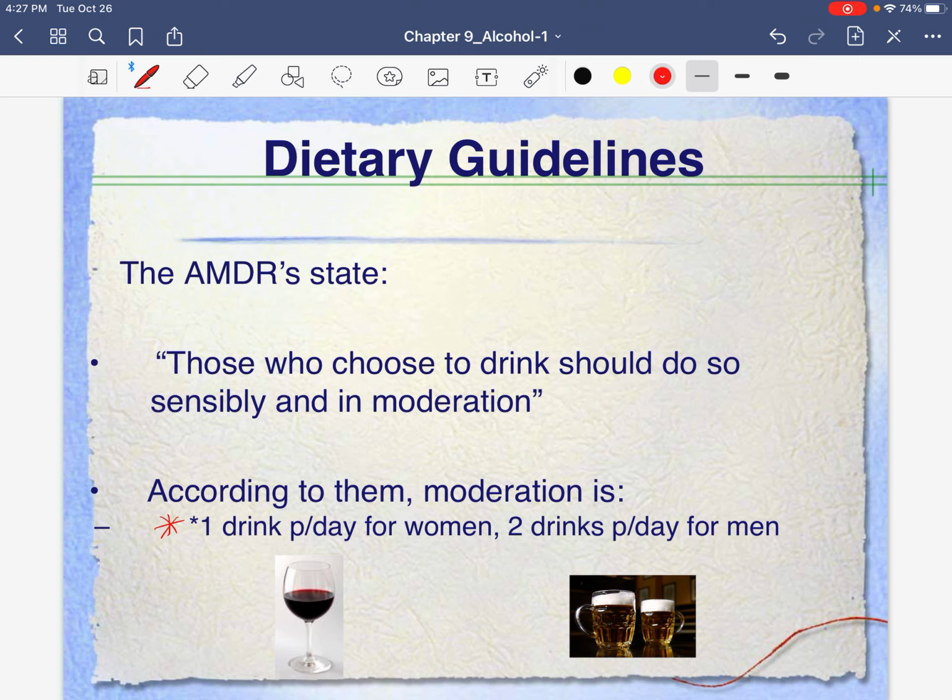I mean, it's really hard to give these recommendations because ideally, I suppose, no alcohol would be great. But if someone is going to drink, doing so in moderation is best. And that, according to the AMDRs, would be 1 drink per day for women, 2 drinks per day for men. And these are off of the serving sizes that we just defined.